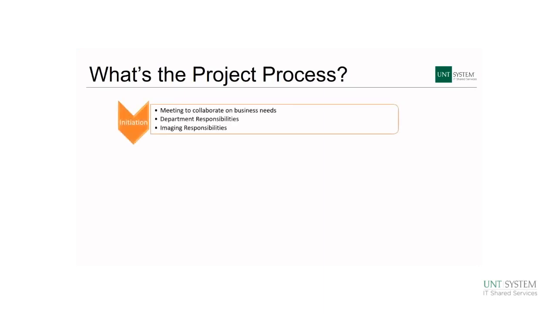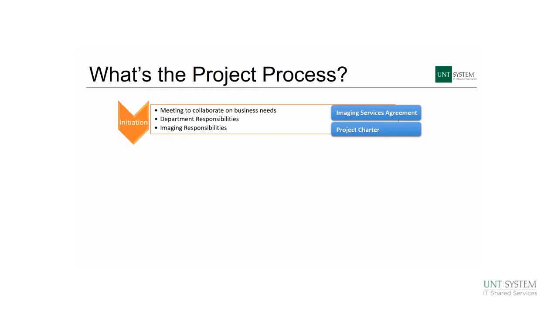Initiation is the first part of the process. Imaging Services will put together a project charter and a services agreement. The charter gives an overview of the project scope and an estimated schedule. The Imaging Services Agreement will cover department and Imaging Services responsibilities and will be signed by the department head. Once the charter and service agreements are signed off on, we can move forward to the design phase.